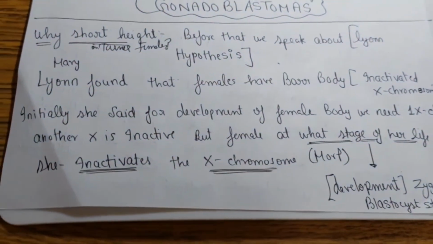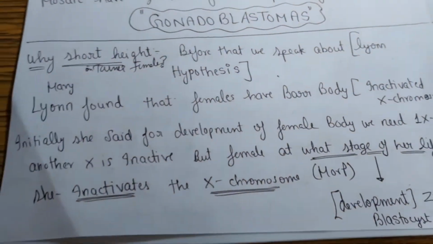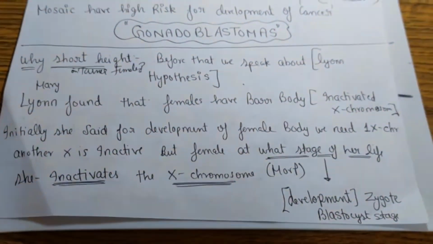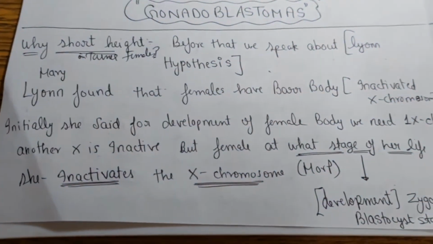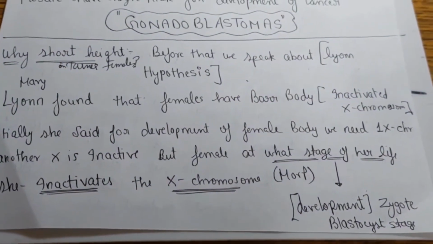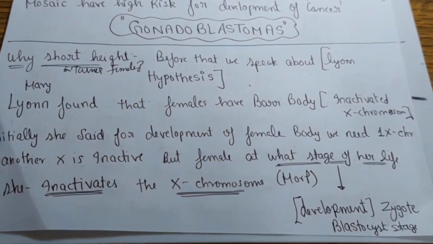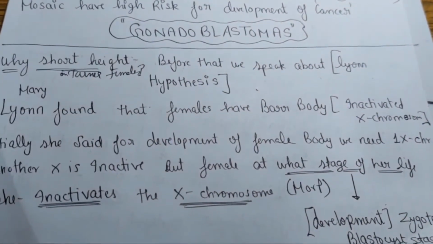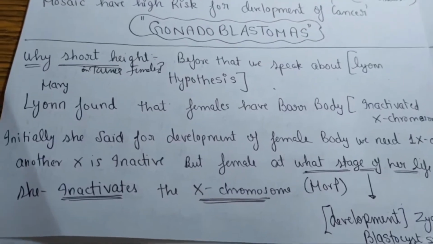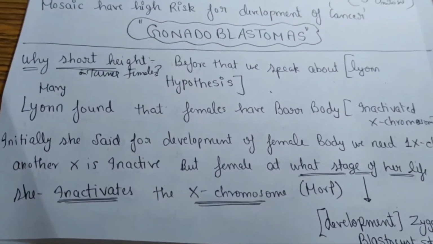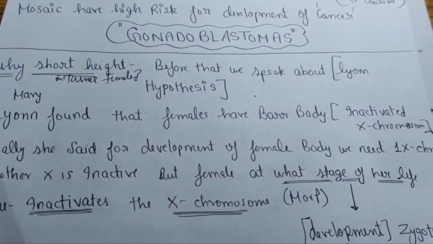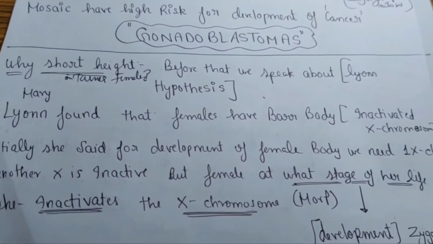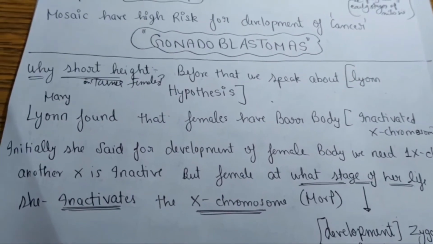Now we have a question: why are the females who suffer from Turner short-heighted? Before we answer this question, we have to understand the Lyon hypothesis. Mary Lyon was the scientist who formulated this hypothesis. She stated that females have two X chromosomes, out of which they only use one and keep the other X chromosome inactivated, and that inactivated X chromosome is called the Barr body.